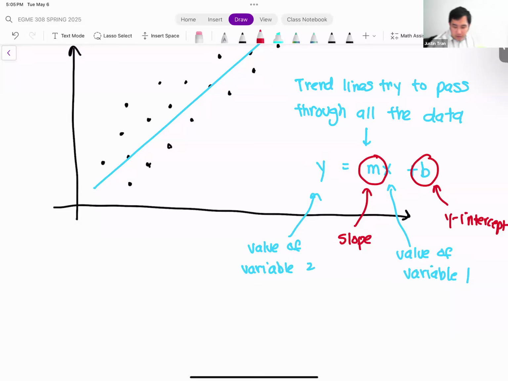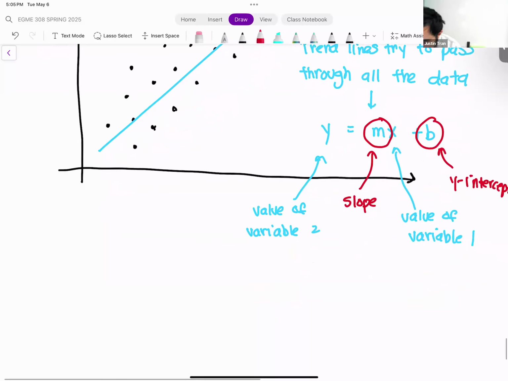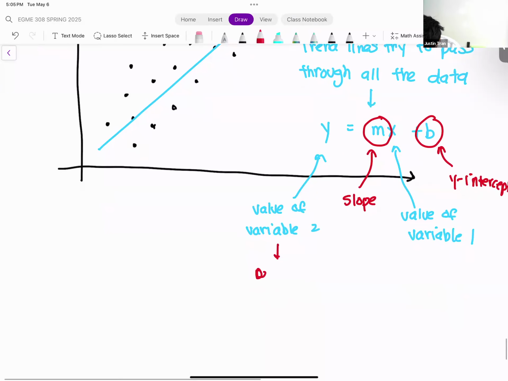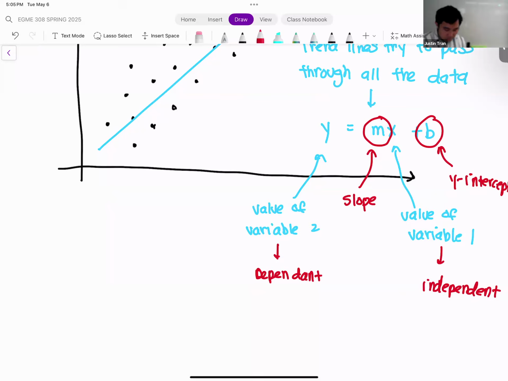Okay, and so variable 2 right there, if you're talking about a pure regression analysis, this is your dependent variable. And variable 1 here, this is your independent variable. Okay, but the whole point of the trend line is to compute the slope and to compute the y-intercept. Okay, so the good thing about modern technology is that there's a lot of software that can compute your trend lines for you. So probably the most common case is to use some kind of spreadsheet program, like Google Sheets or Microsoft Excel.